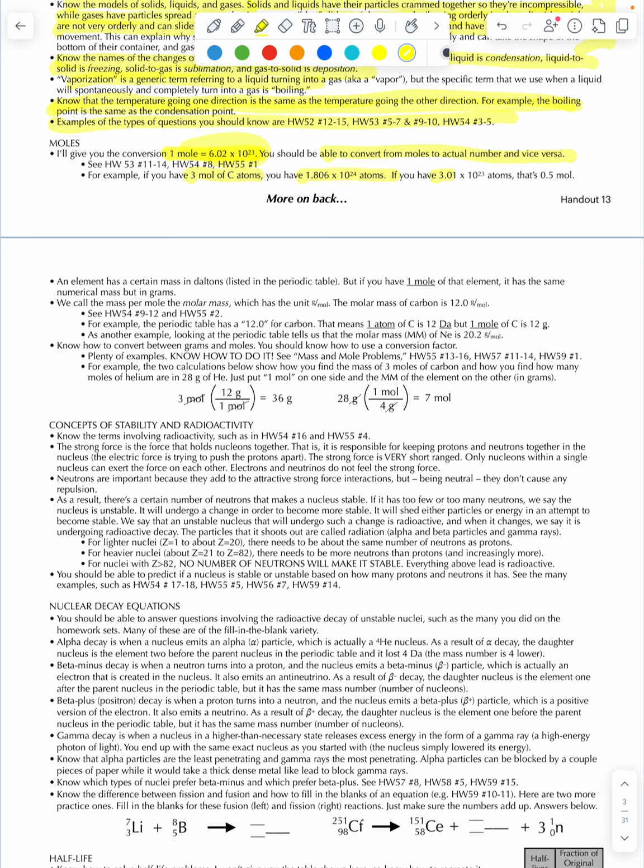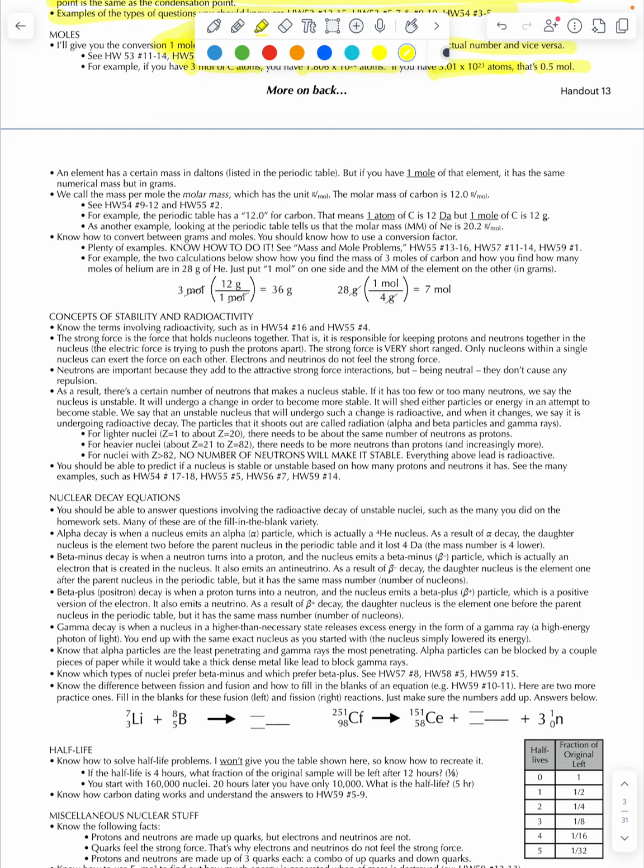But what if I told you you actually have that many atoms? Well, what do you do to that? We're not going to multiply by Avogadro's number. We're going to divide, because doesn't that look like about half of Avogadro's number? Yeah. So we're going to divide 3.01 times 10 to the 23rd by Avogadro's number, and you get 0.5 moles. So we'll go over some of those just to practice.